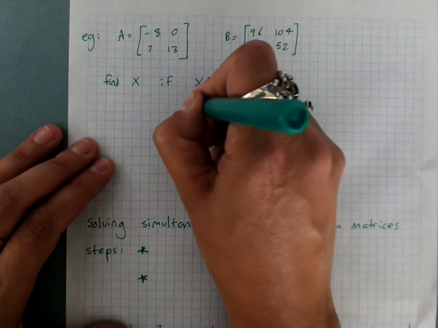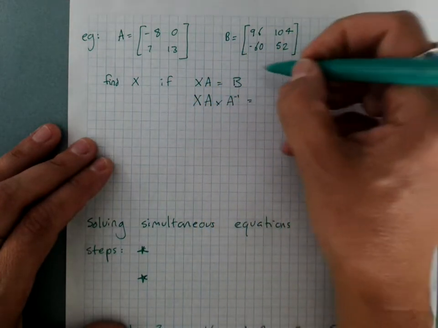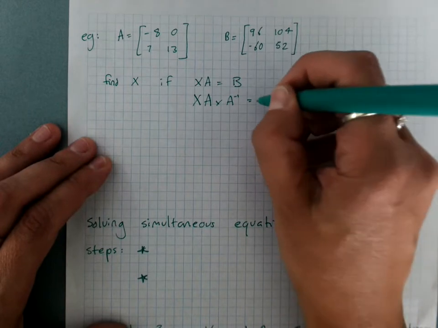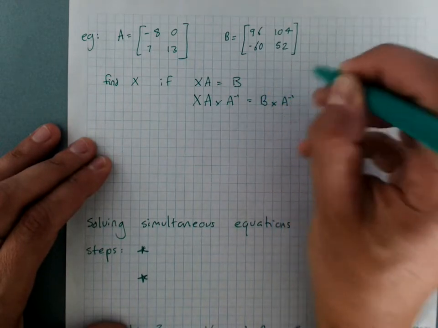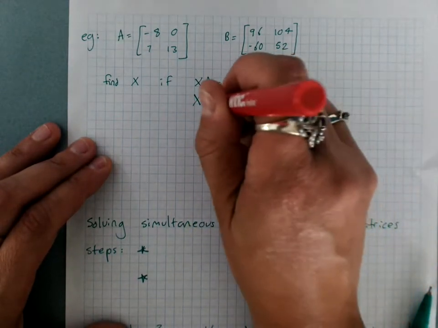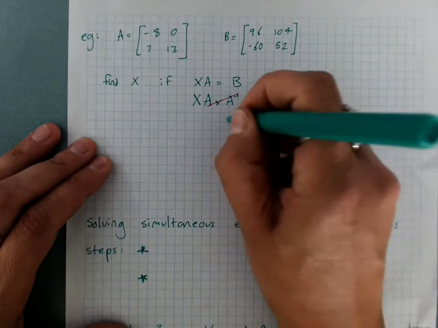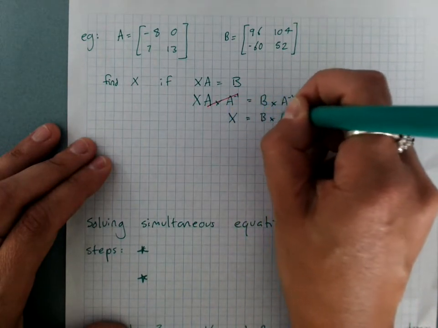Post-multiply by inverse A. XA times inverse A equals, post-multiplying by inverse A on this side, B times inverse A. Cancel A times inverse A on the side where the X is. Rewrite what you've got: X is B times inverse A.